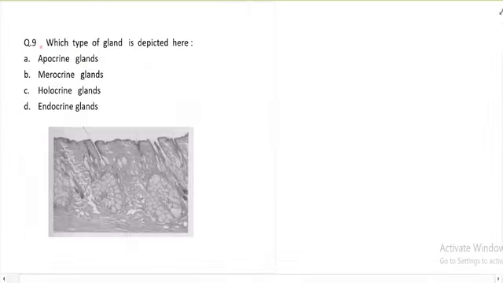Next question. Which type of gland is depicted here? Now you see the given picture is of skin. We can see the hair follicle is present. Okay. And these are the sebaceous glands which are shown here. Look at the distance, it is not much far and the ducts are smaller. In case of sweat glands, they are quite deeper. Okay, so this is sebaceous glands.